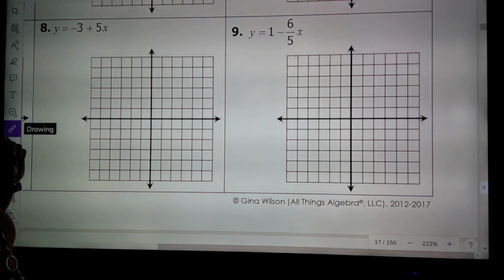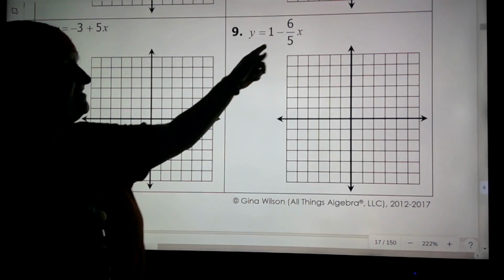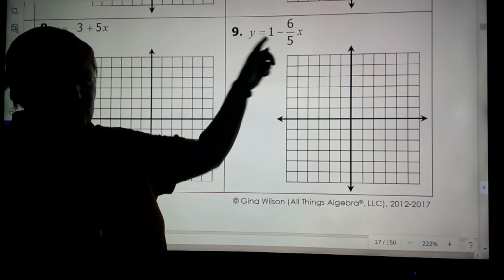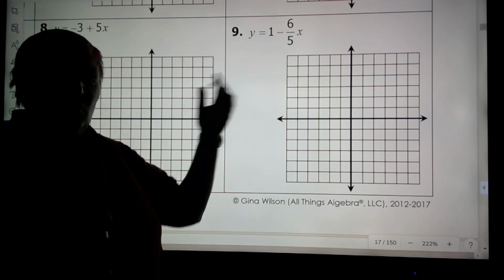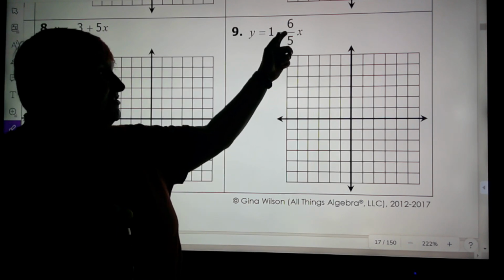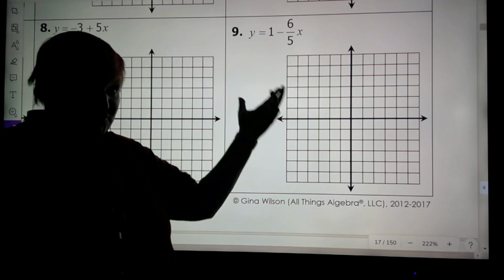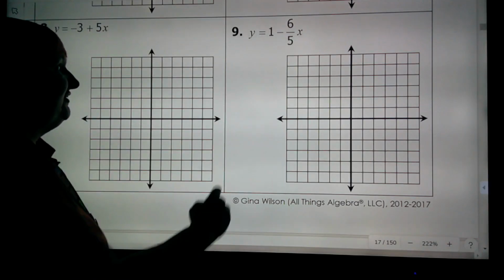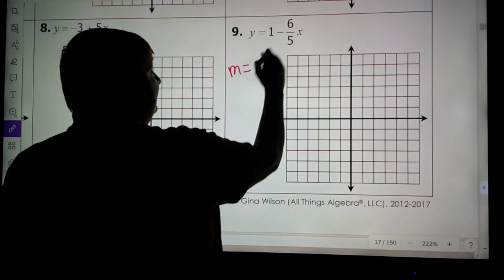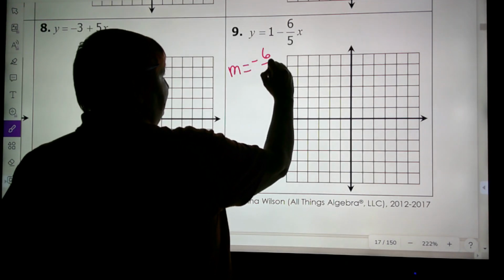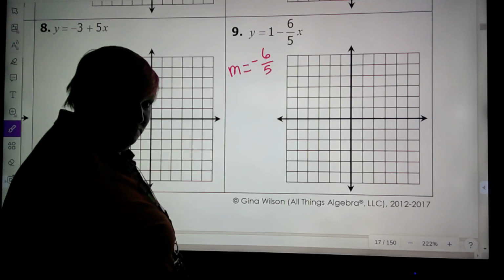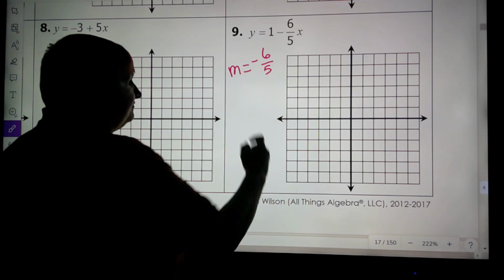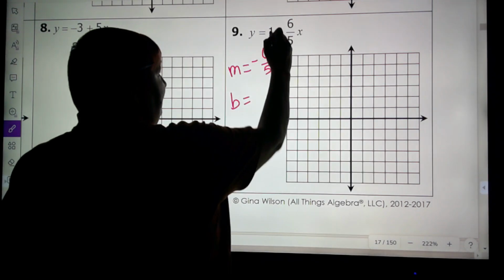Trickery. Don't let them trick you. This is out of order. You have a choice. You can put it in order, or you can remember that the coefficient of the x is your slope. That means my slope is -6/5. Even though it's out of order, I know the coefficient is the slope. And my b is +1.